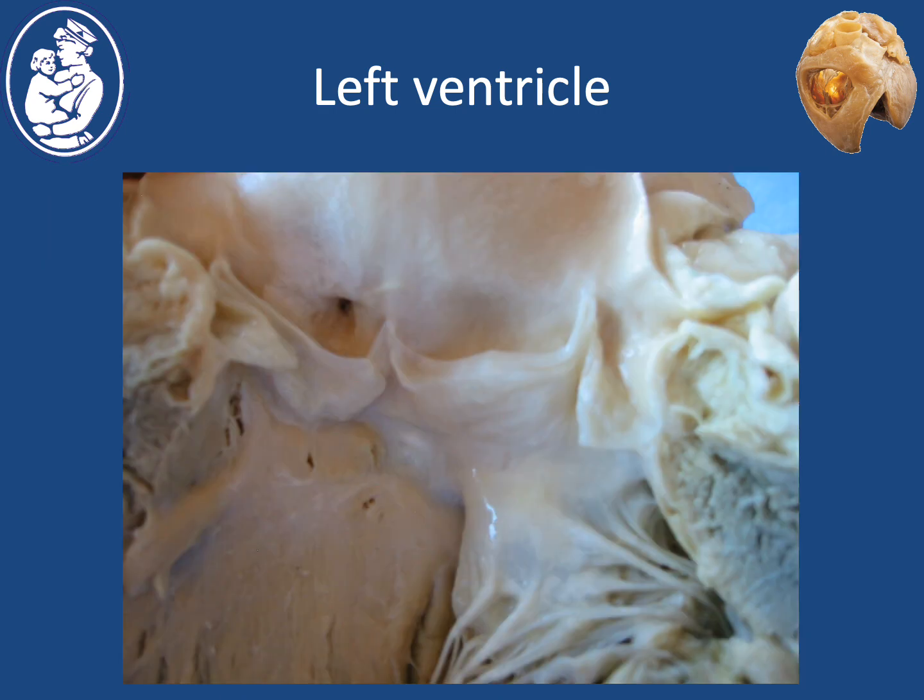Fibrous continuity between the aortic and mitral valves is also characteristic of the left ventricle. The continuity is typically between the non-coronary leaflet and about half of the left coronary leaflet and the anterior leaflet of the mitral valve. The membranous interventricular septum is seen here, just below the commissure between the right and non-coronary leaflets of the aortic valve.